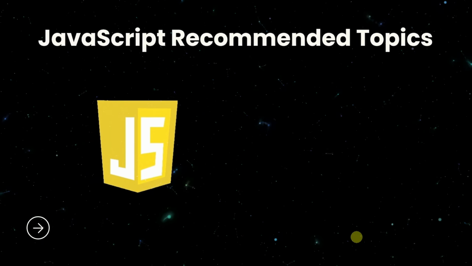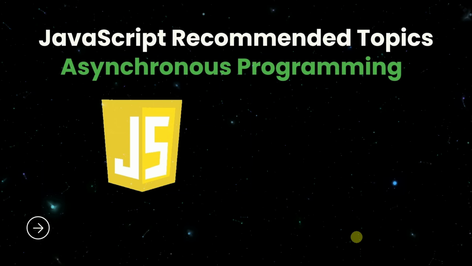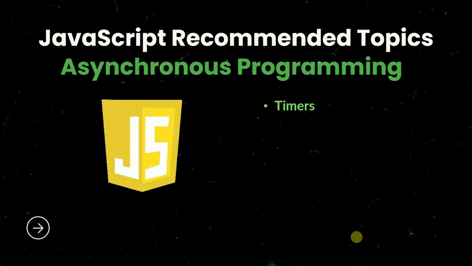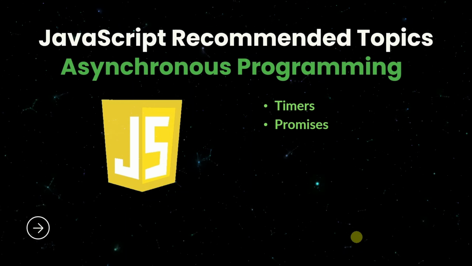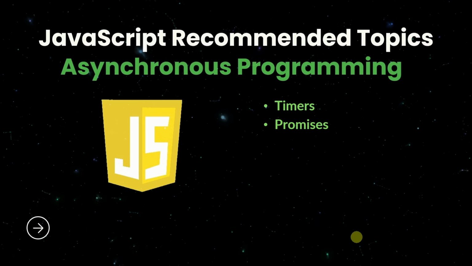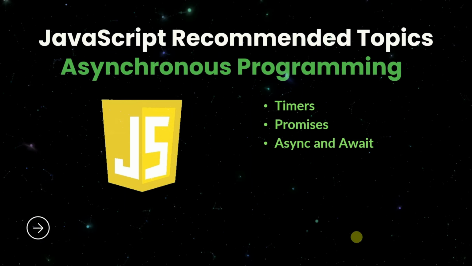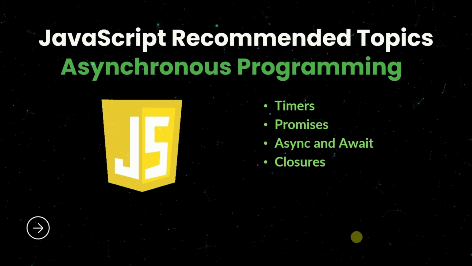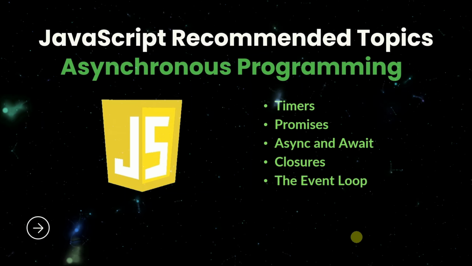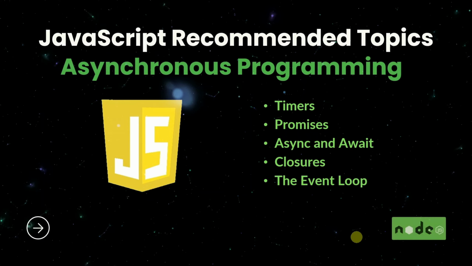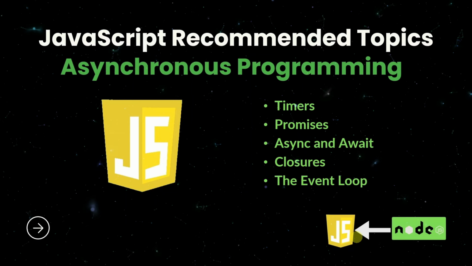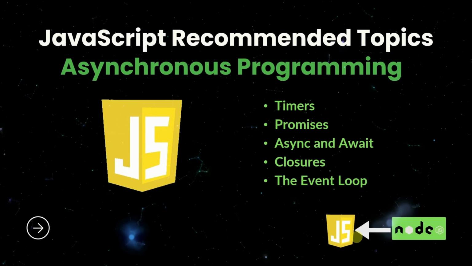And apart from this, you should also be aware of asynchronous programming. In that, you should have an understanding of timers. You should know what are promises, how to fetch API data, how to display the data on screen, what are async await, what are closures, and finally, you should have an understanding of the event loop. So before getting started with Node.js, these are the topics which you should be aware of in JavaScript.